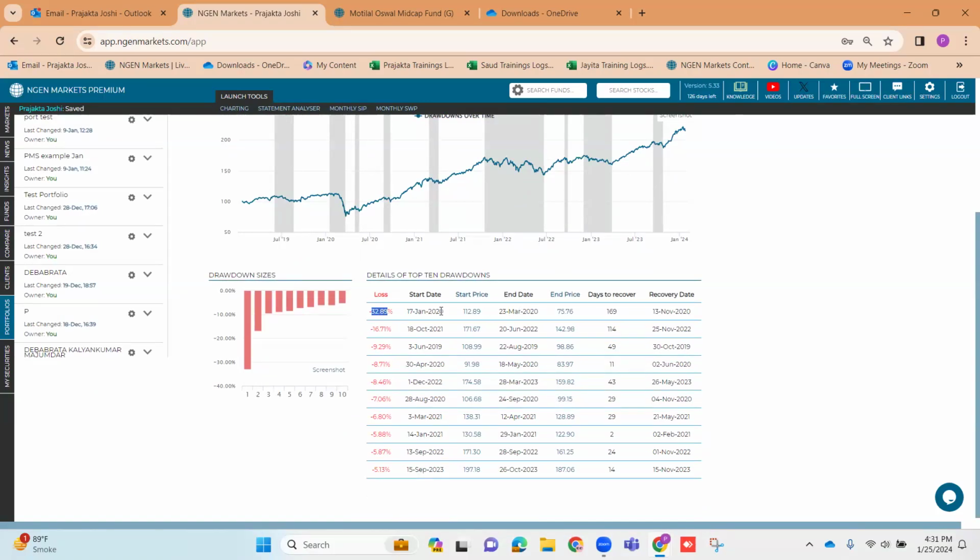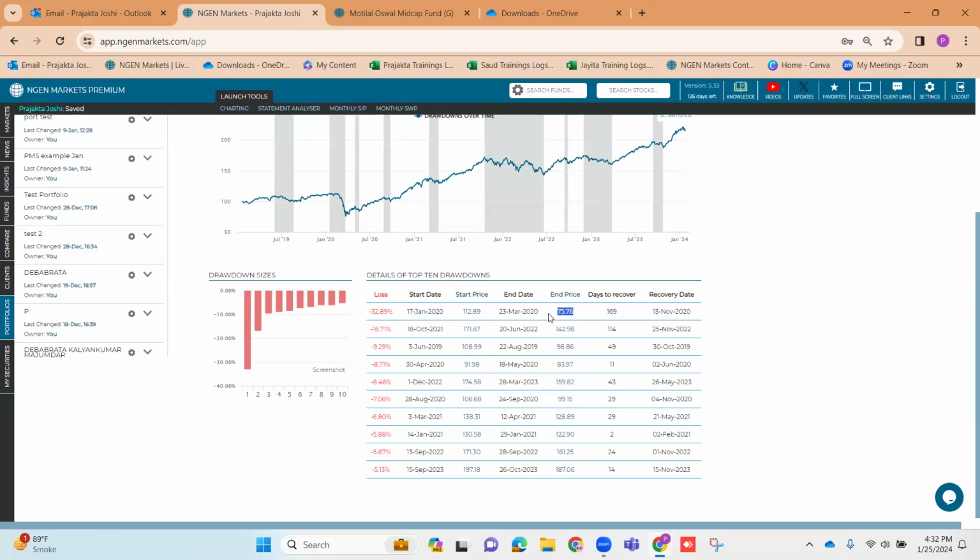This happened exactly at the time of COVID onset, right? January 2020 to March 2020. In a 2-month period, the portfolio fell from a NAV of 112 rupees to 75 rupees, right? That is exactly a loss of 32% in magnitude.